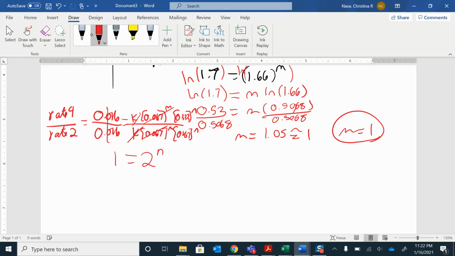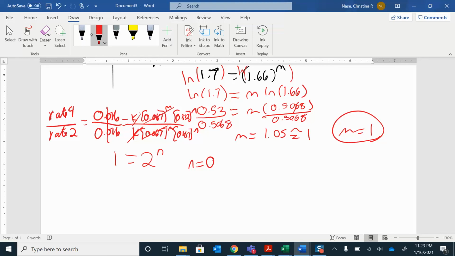the n power. Anything raised to the 0th power is going to give you 1. The only way that I can get 1 here is if n is equal to 0. So try that out in your calculator: 2 raised to the 0th power will give you 1.